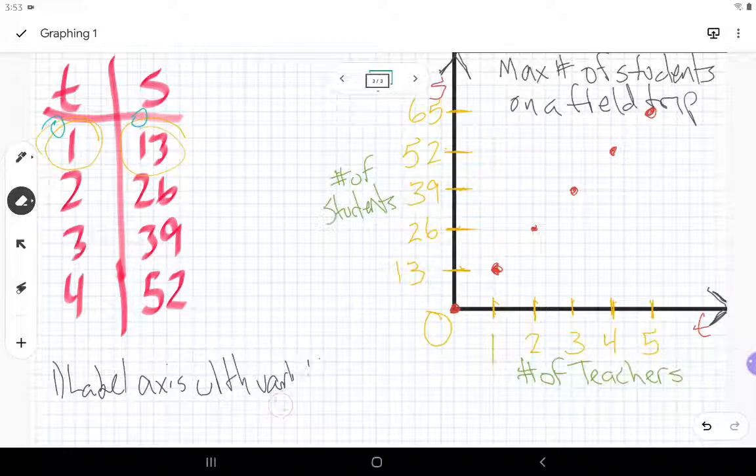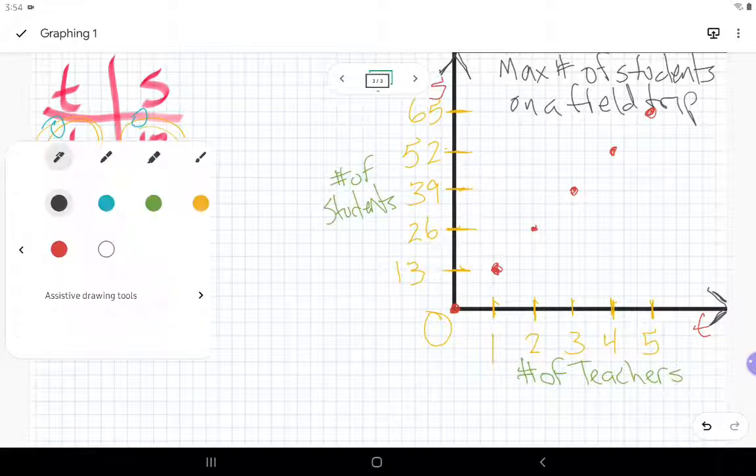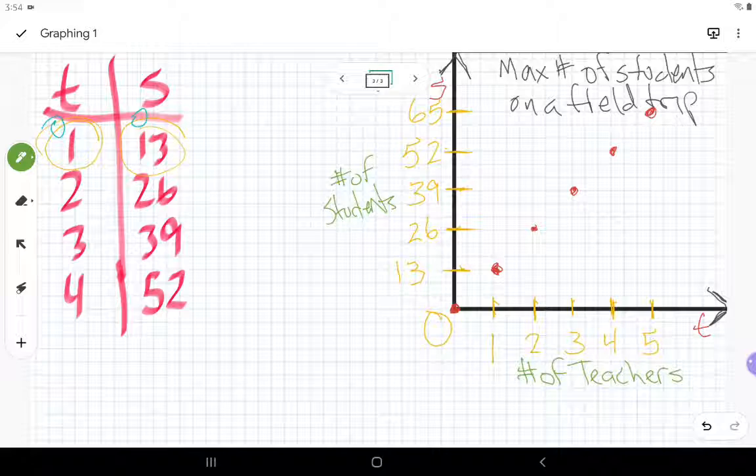Now, one thing to keep in mind: I said it looks like these fit in a straight line, and a lot of students will be tempted to connect the dots. You need to think, is it reasonable to have information in between these sets of data? So instead of 13 students or 26 students, would it be reasonable to take, say, 20 students? And we would say, sure, that makes sense. But if I want to take 20 students, is it reasonable to take somewhere between 1 and 2 teachers? And that answer is no, it is not reasonable.